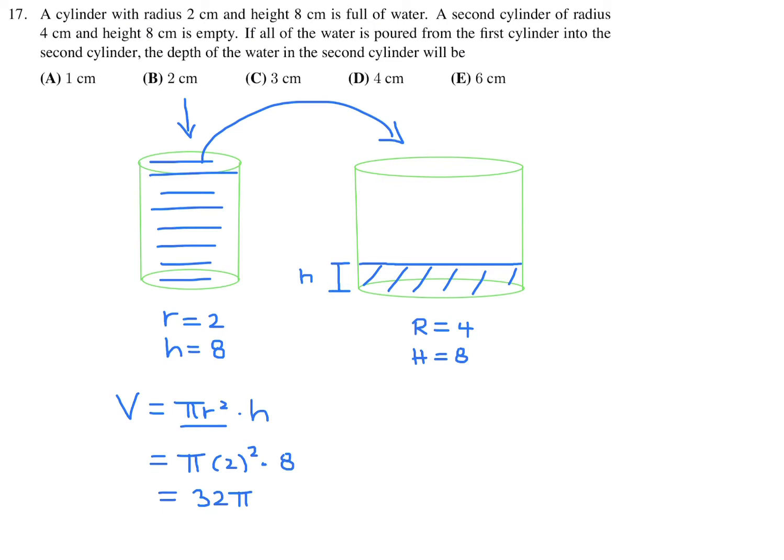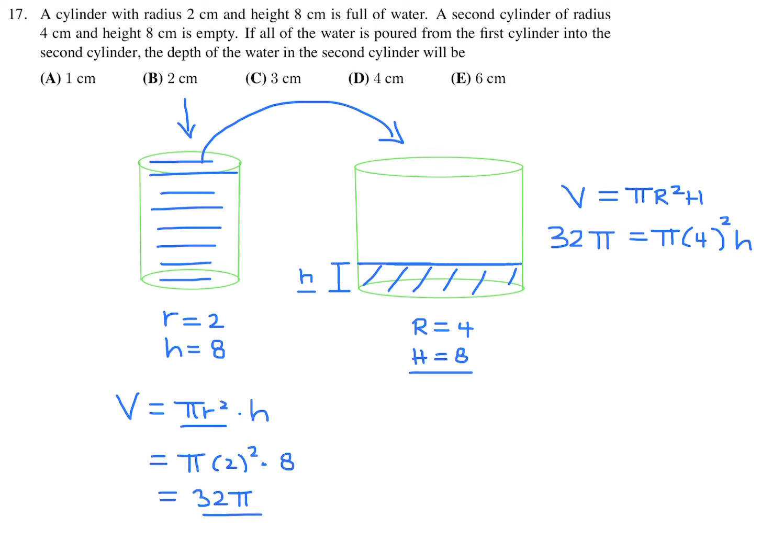Okay, no problem. Again, exact same. Volume is pi r squared times height. Our volume is 32 pi. And then let's see what else we know. R, the big R, is 4. And then be careful, the h is what we have to figure out, right? The total height of that cylinder is 8, but the volume of the water only goes up to a certain level. So that's why I denoted it small h right there.